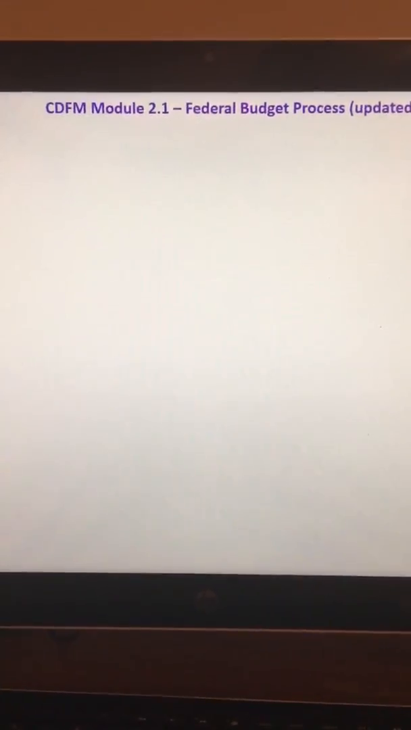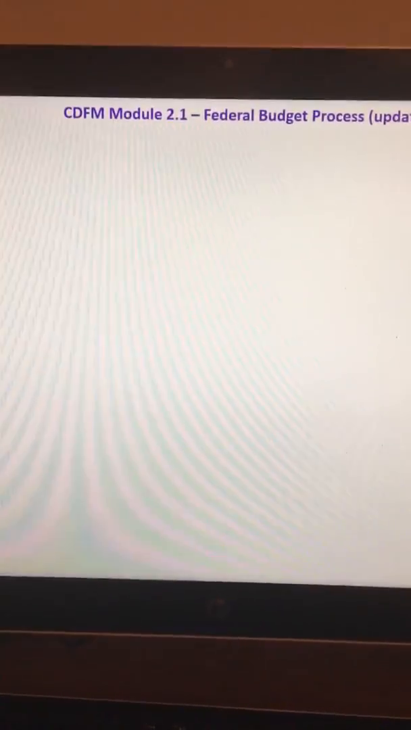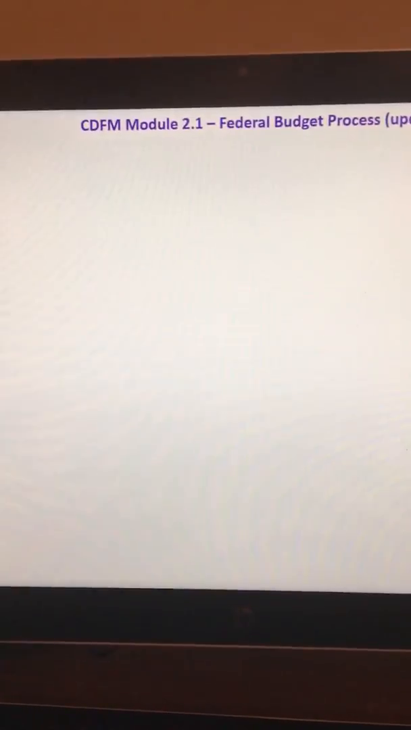Hi, this is Helen Thomas again, and I am going to attempt to explain the federal budget process by utilizing this slide before you. And it is covered in CDFM Module 2.1.